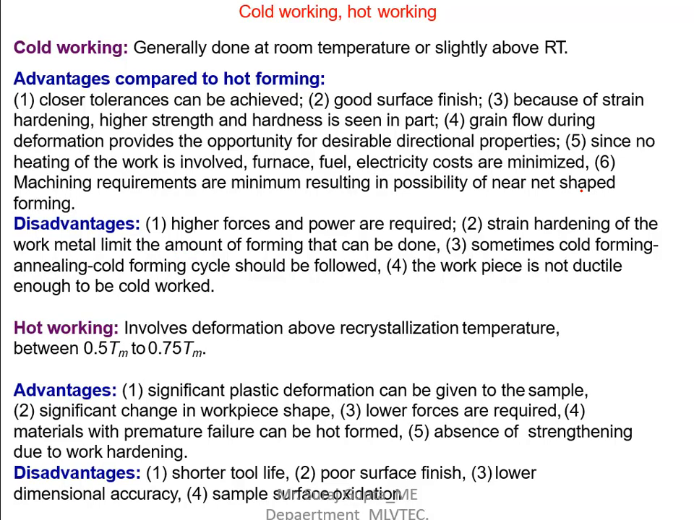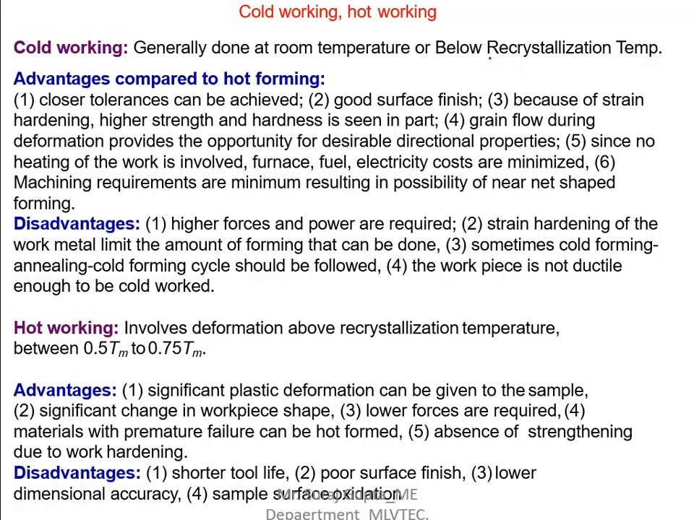Now the cold working and hot working processes. What is the cold working process? Generally it is done at room temperature or slightly above room temperature. Now again we are going to see what the cold working process is. It is generally done at room temperature, or we can say below the recrystallization temperature.